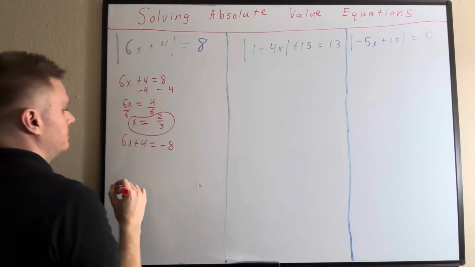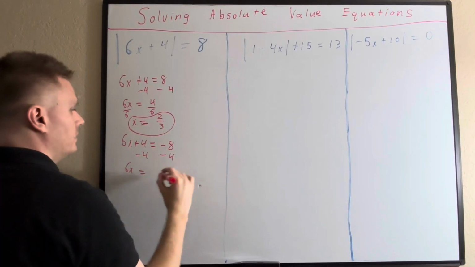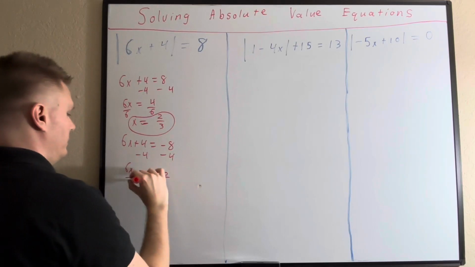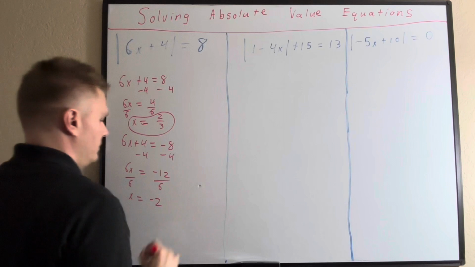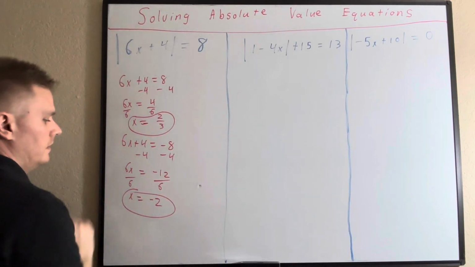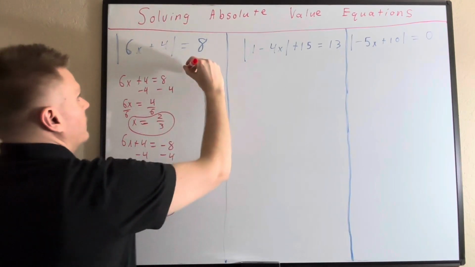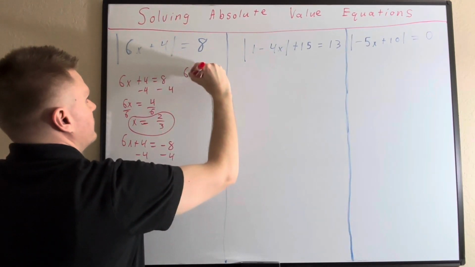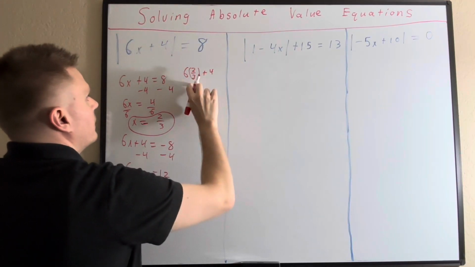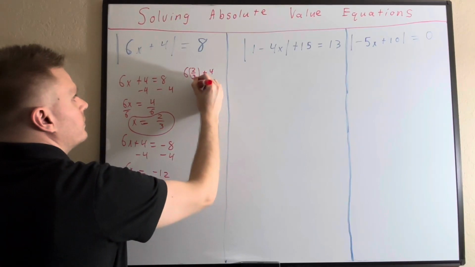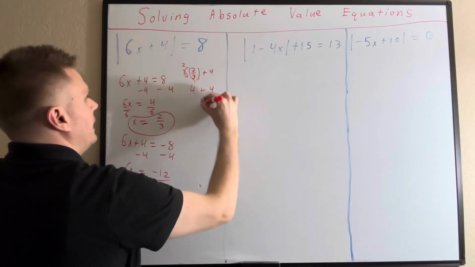Okay. There's one answer. Subtract 4. 6x equals negative 12, divided by 6 is negative 2. Okay. So negative 2 could work and 2/3 could work. Let's check. 6 times 2/3 plus 4. 3 cancels, right? So 2 times 2 is 4 plus 4, which is 8.